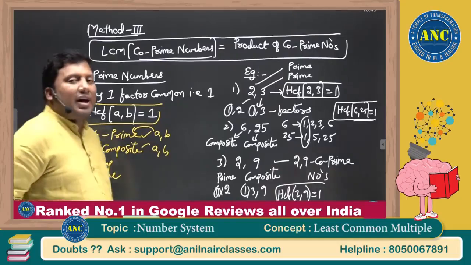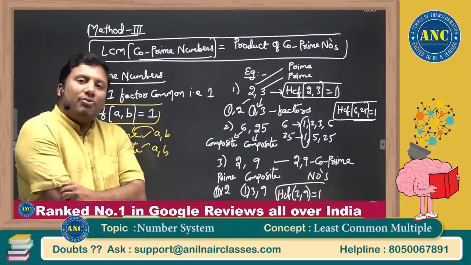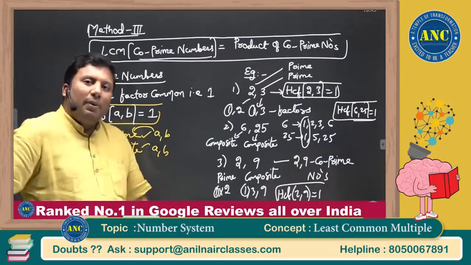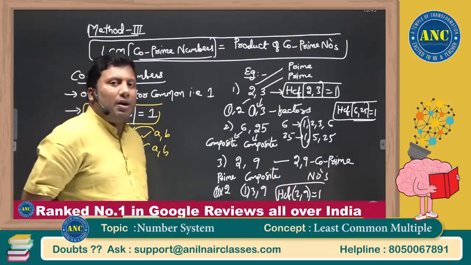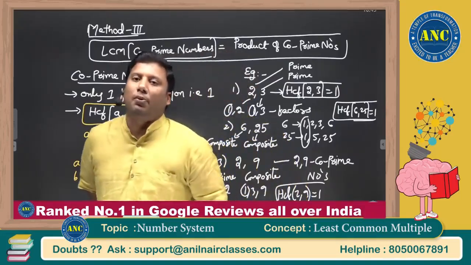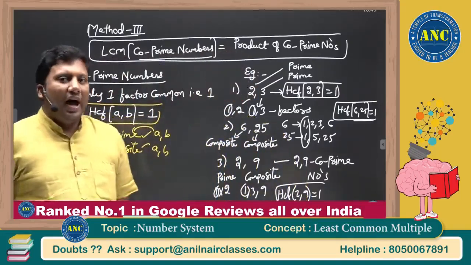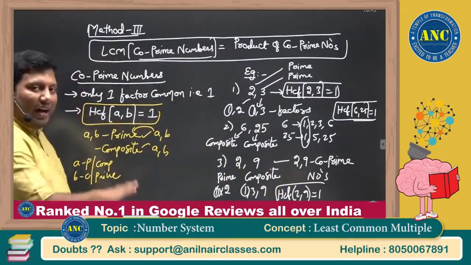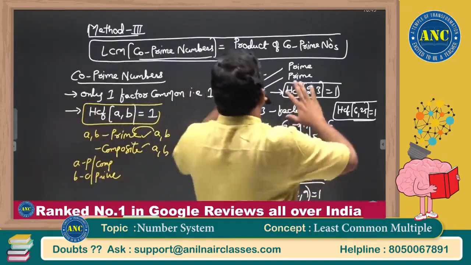HCF of A comma B equivalent to 1. Which of the options are true? A, A comma B both are prime numbers. B, A comma B both are composite numbers. C, one is prime, another is composite. D, all of this. Answer will be all of this. Very, very important. Please make a note.